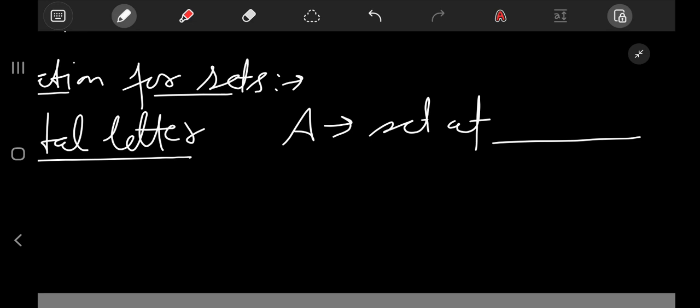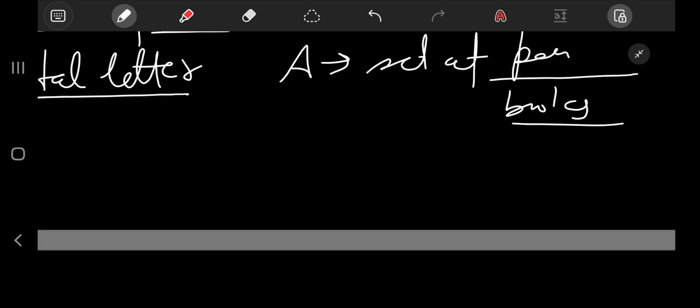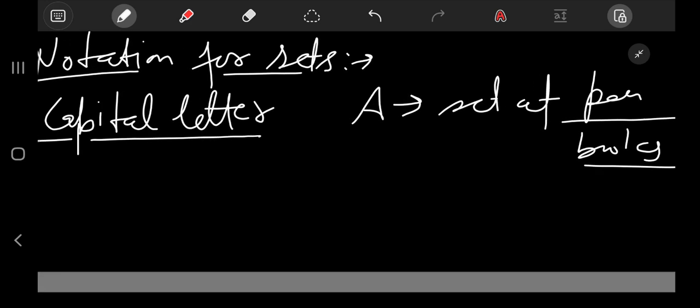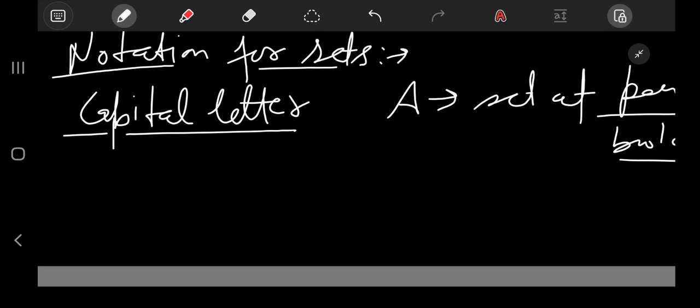We can write any set according to our objects: set of pens, set of books. We can take any well-defined collection: set of books of standard 5th, 6th, 7th, 8th, set of pens with blue ink, with red ink, with black ink, etc. So we represent any set by a capital letter.